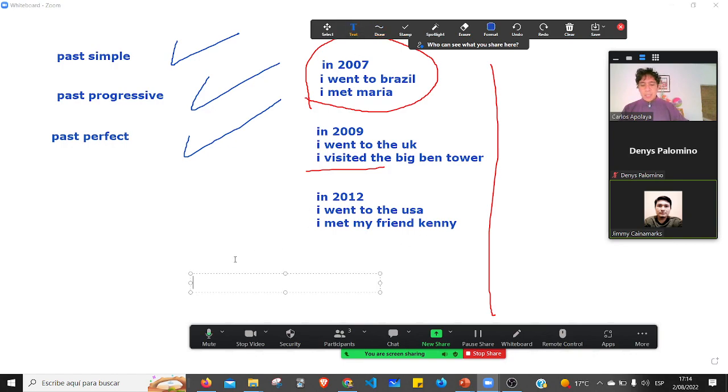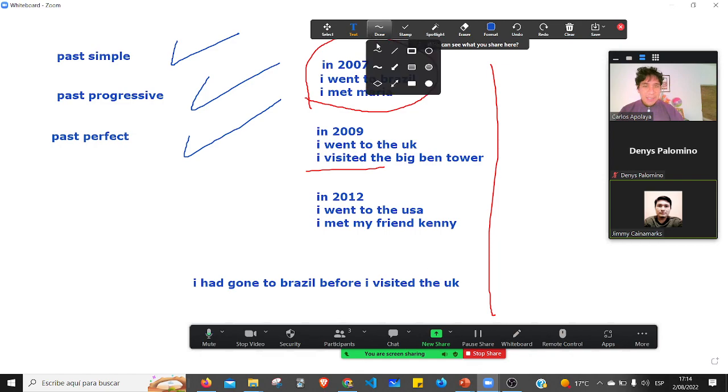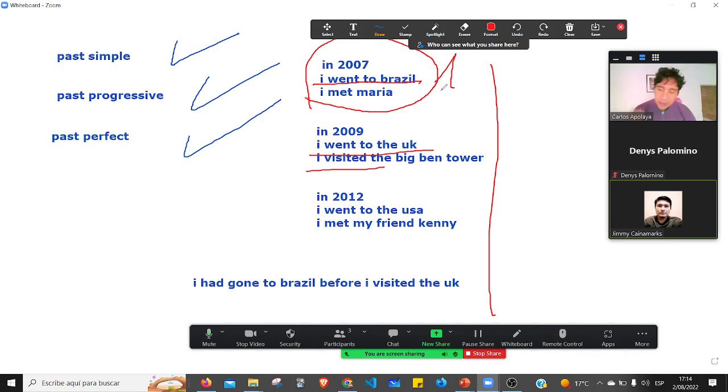So you can say, "I had gone to Brazil before I visited the UK." You know, both sentences happened in the past, but this one happened first. So remember, when you want to talk about an action that happened in the past before another, you use the past perfect. So I had gone to Brazil before I visited the UK. Yo había ido a Brasil antes de que yo visitara el Reino Unido, o visitase. Okay, no vayas a traducir como "antes de que yo visité". No, antes de que yo visitase. Did you understand?